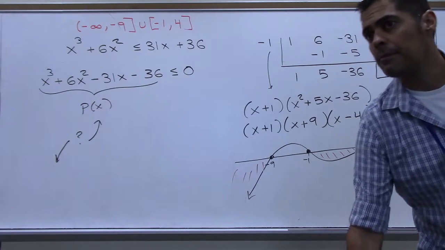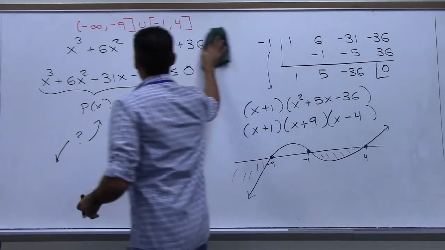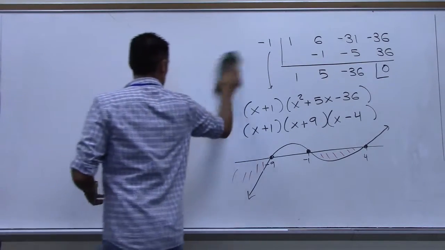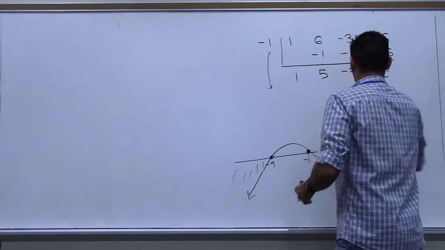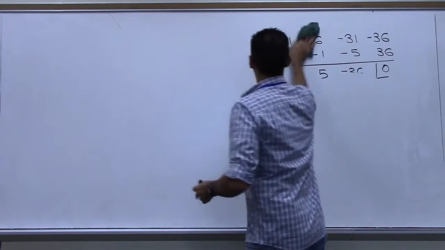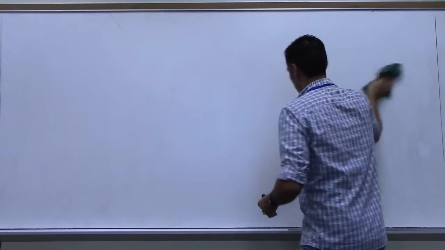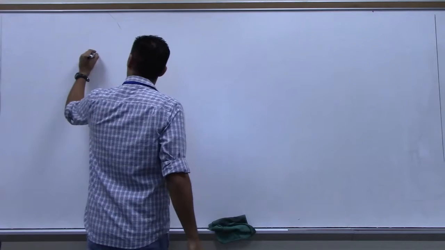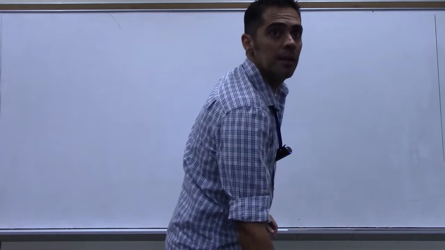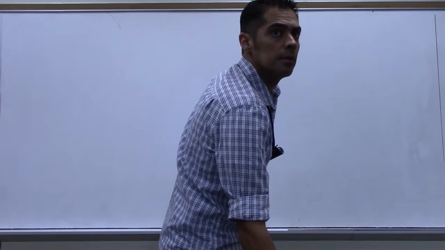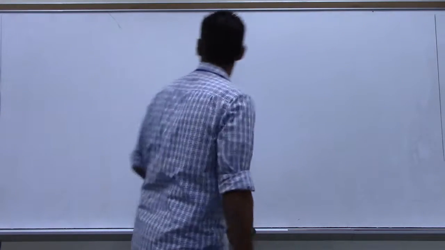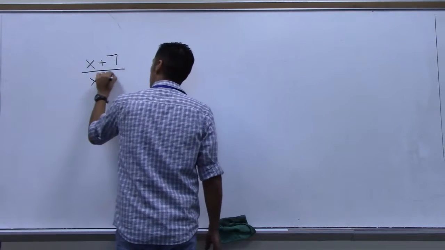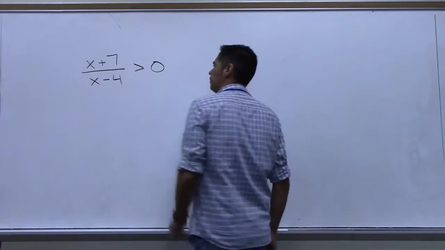Let's compare that to this. So I'm going to start with a problem here. Let's see how you handle this. So what if we had something like this? Let me get the first example that we're going to do here. x plus 7 over x minus 4 greater than 0.